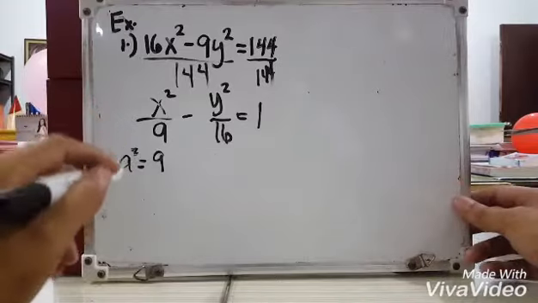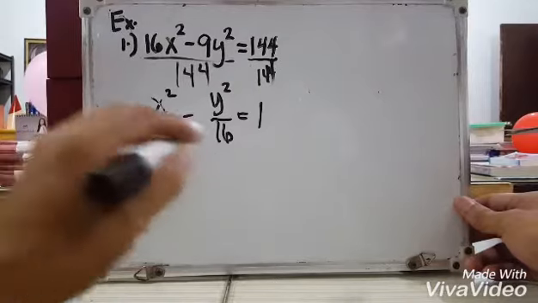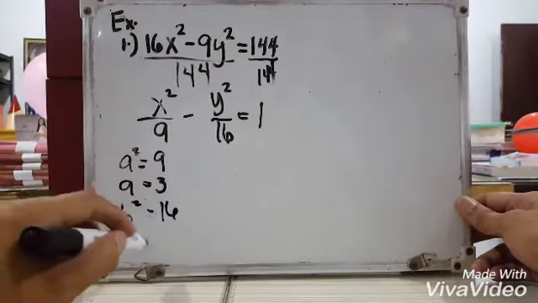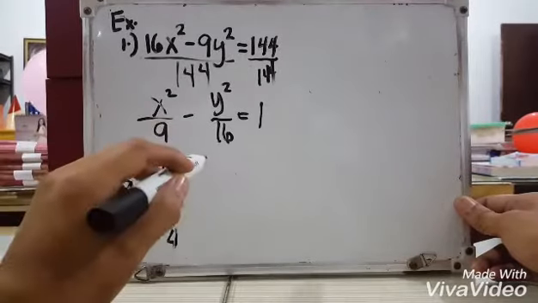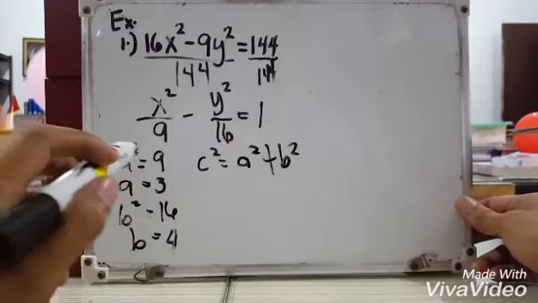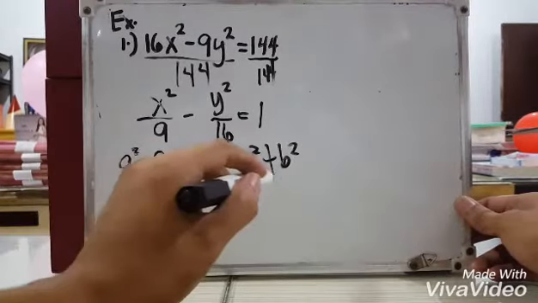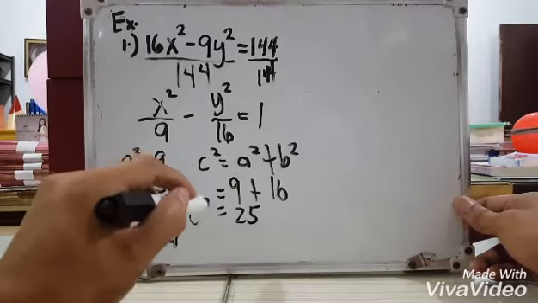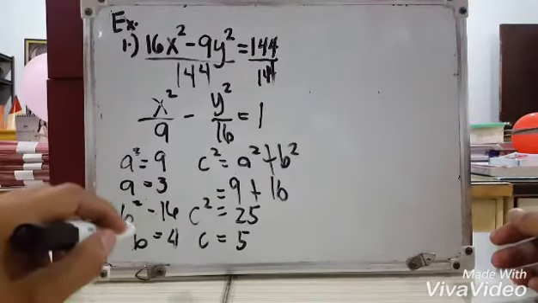Again, for a hyperbola, the biggest variable will always be c squared. So we have here a squared is equal to 9. This means that a is equal to 3. And then b squared is equal to 16. Thus, b is equal to 4. Using the formula for c squared, c squared is equal to a squared plus b squared. So we have 9 plus 16, which is 25. This is now your c squared. Therefore, c is equal to 5.